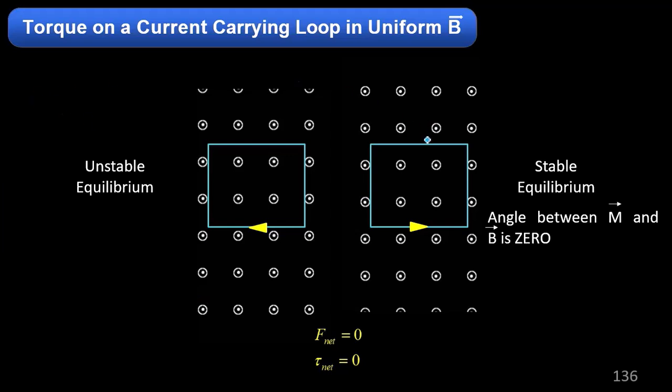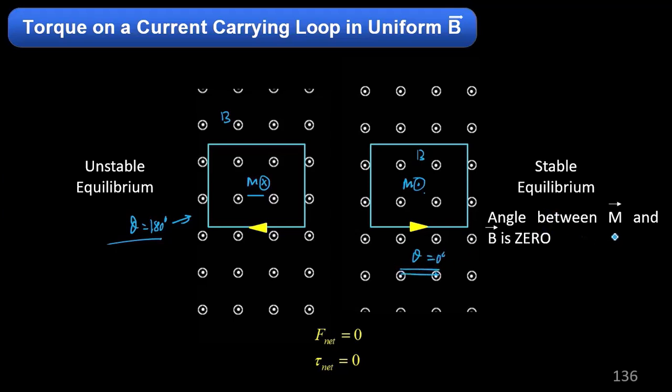In these two situations, in the first case, if I put the fingers along the I direction, M is pointed inward, so M is crossed. Here M is dot. So what is the angle between M vector and B vector? Theta is equal to 180 degrees, because M is cross and B is dot. Here M is dot, B is also dot. That means theta is equal to 0 degrees.